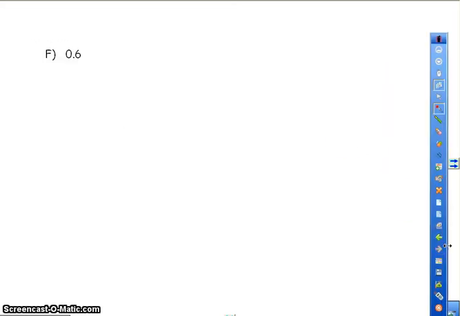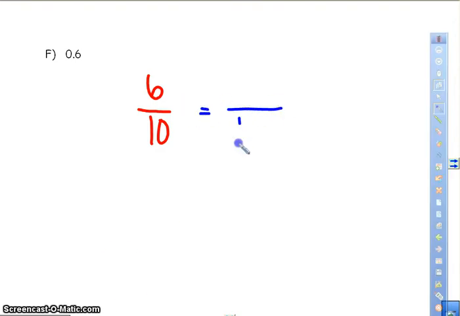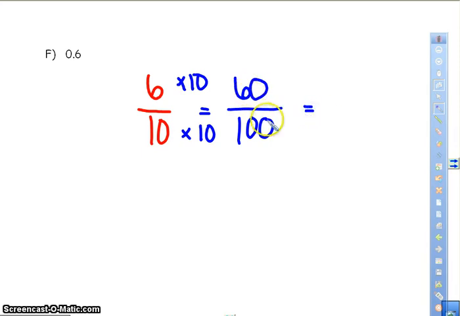Okay, and our last one. This is 6 tenths. So write as 6 over 10. To write it as a percent, remember this has to be out of 100. That's your goal. If it's not out of 100 to begin with, you need to get it out of 100. So I'm going to multiply this by 10, and multiply this by 10. You get 60 hundredths. Since 60 is being compared to 100, we know that is our percent.